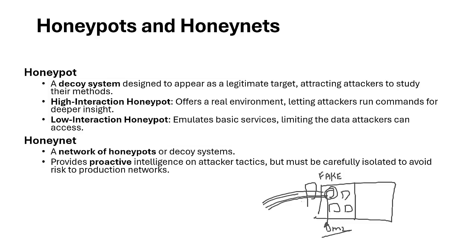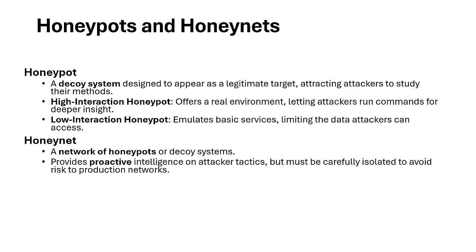That is called a honeypot. Honeypots are of two types: high interaction and low interaction. In high interaction, we configure a real system with real data. Low interaction is where we emulate the basic services and configure virtual local systems. And if you want to create a complete network itself, then it is called a honeynet. It provides proactive intel on attack tactics, and be careful to isolate it to avoid risk to the production network.